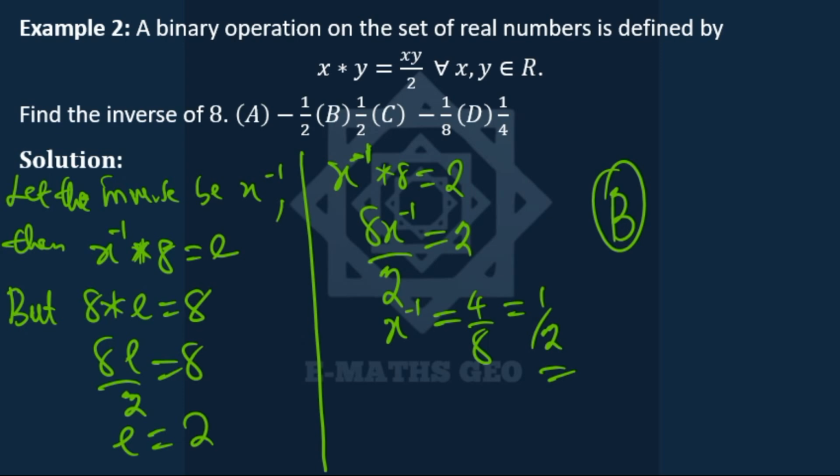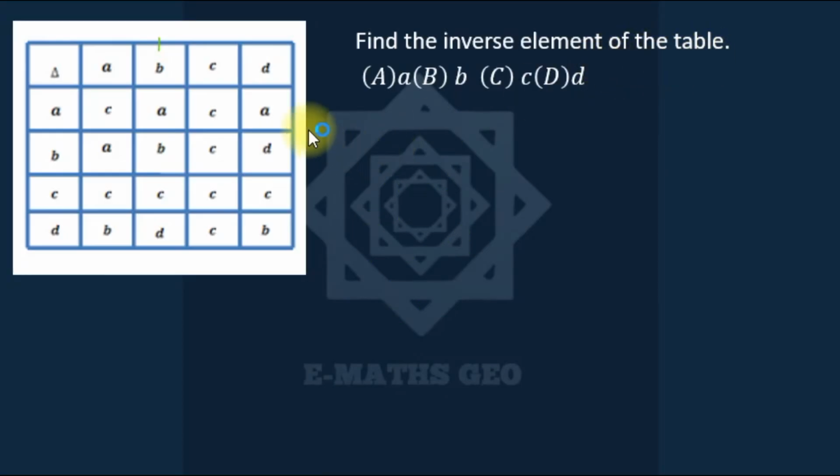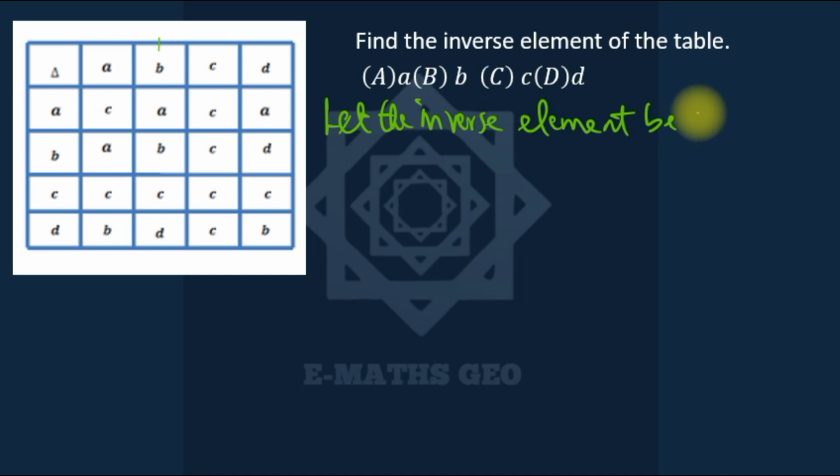So it's a very tricky question. Let the inverse element be x raised to power minus 1. So x raised to power minus 1 combines with any element to give us e. And how do you get e from the table? We look out for the same row that will give us row A, B, C, D. So let's check. So this is the row.